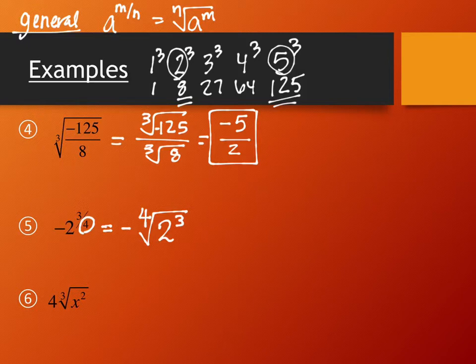Okay, so what do I do next? Well, I do 2 cubed. What is 2 cubed? Y'all know it. It's 8, yeah. Now, there's no way to simplify that and take the 4th root of it.